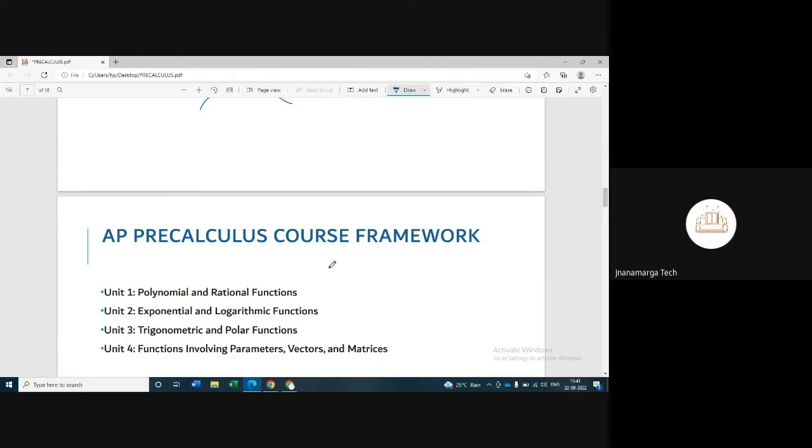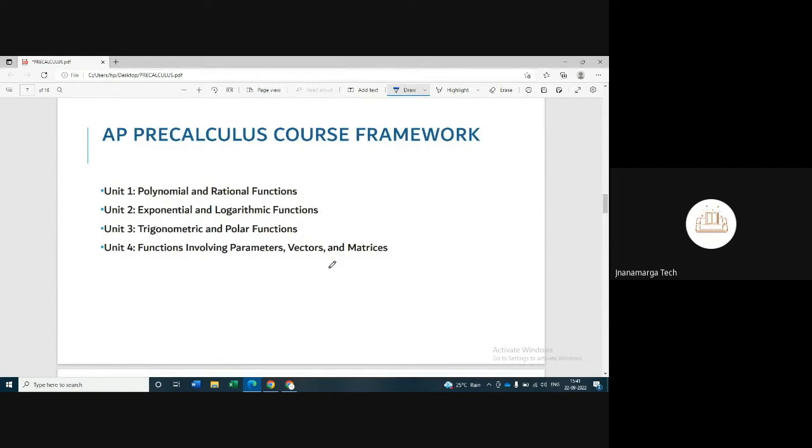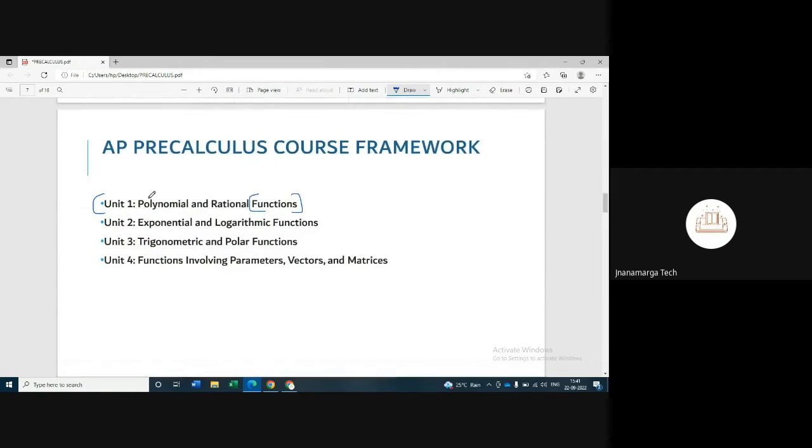All right. So we have the basic course framework here. In the first unit, we will be studying the polynomial and rational functions. So we already learned about what functions are. And following that, we have our polynomial functions, and in those polynomial functions we might have linear functions, quadratic and cubic functions, etc. In the second unit, we have our exponential and logarithmic functions. Third has trigonometric and polar functions. Eventually we have functions which involve parameters, vectors, and matrices.